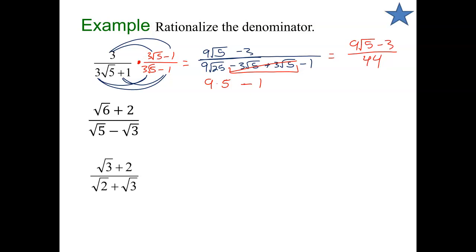Square root of 25 is 5. Multiplied it by the 9 to get 45. Subtracted that 1 to get 44. The denominator, done.